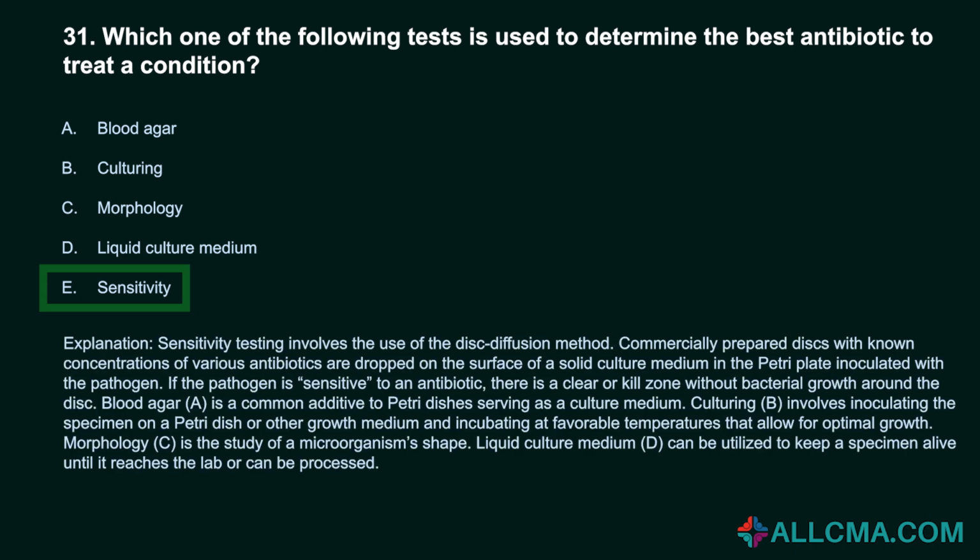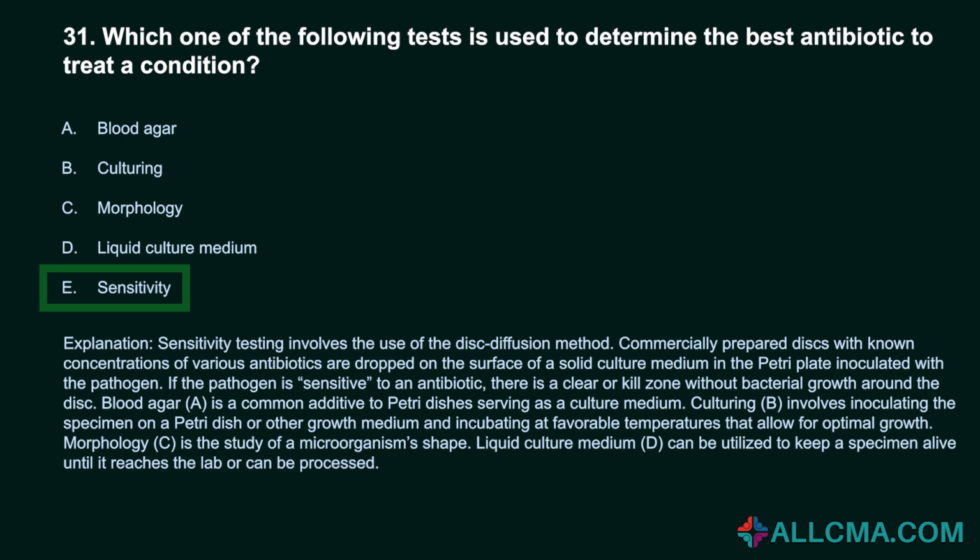Sensitivity testing involves the use of the disc diffusion method. Commercially prepared discs with known concentrations of various antibiotics are dropped on the surface of a solid culture medium in the Petri plate inoculated with the pathogen. If the pathogen is sensitive to an antibiotic, there is a clear or kill zone without bacterial growth around the disc. Blood agar, A, is a common additive to Petri dishes serving as a culture medium.